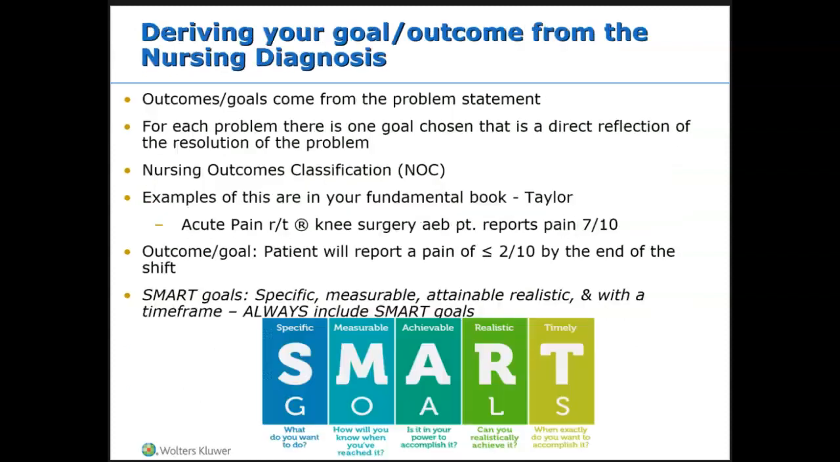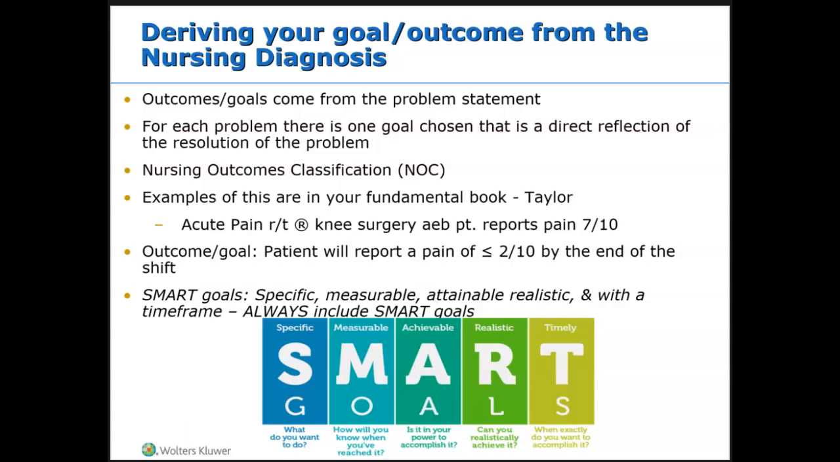Your goal or outcome is derived from the problem statement. Basically, your goal should be to eliminate the problem, right? Seems pretty straightforward. You only need to select one goal or problem. The Nursing Outcomes Classification, or NOC, presents these goals in some standardized language. So this is a good initial guide to use, but please remember, your outcome should be very specific to your patient. So it's a great guide to use though.